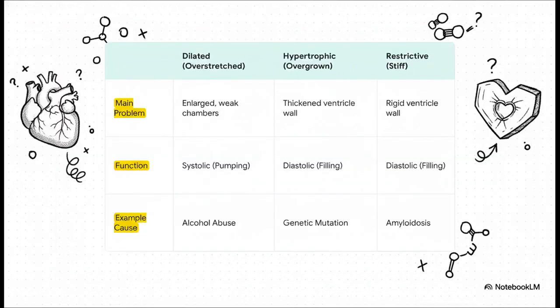For dilated or overstretched, the main problem is enlarged, weak chambers, which messes up the pumping. For hypertrophic, the overgrown, you have a super thick wall, and that messes up the filling. And for restrictive, the stiff one, you've got a rigid wall, which also messes up the filling. Three very different problems, all happening to the same incredible muscle.